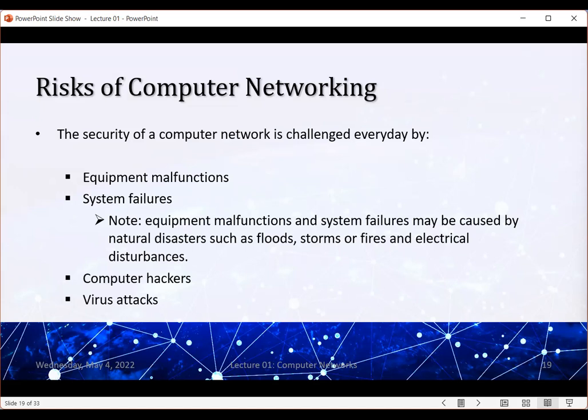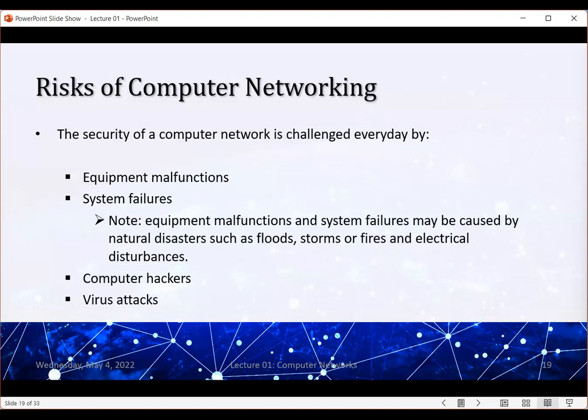Next one is system failures. Sometimes there may be system failures due to natural disasters. Then let's think we keep our database in a server and other devices are connected to the server. If there's any malfunction or failure in the server, the whole network will be affected by itself.